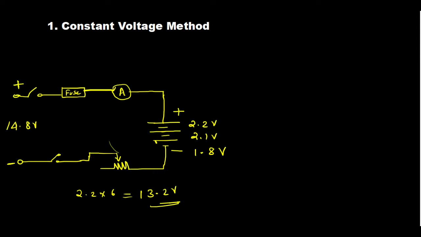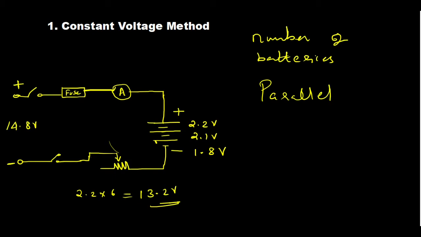If you have a number of batteries, what we do is connect them in parallel. And the charger should have a bit higher current capacity to supply current to all those batteries. And this variable resistor or rheostat decides what current can flow through the battery. So this is the constant voltage method of charging.